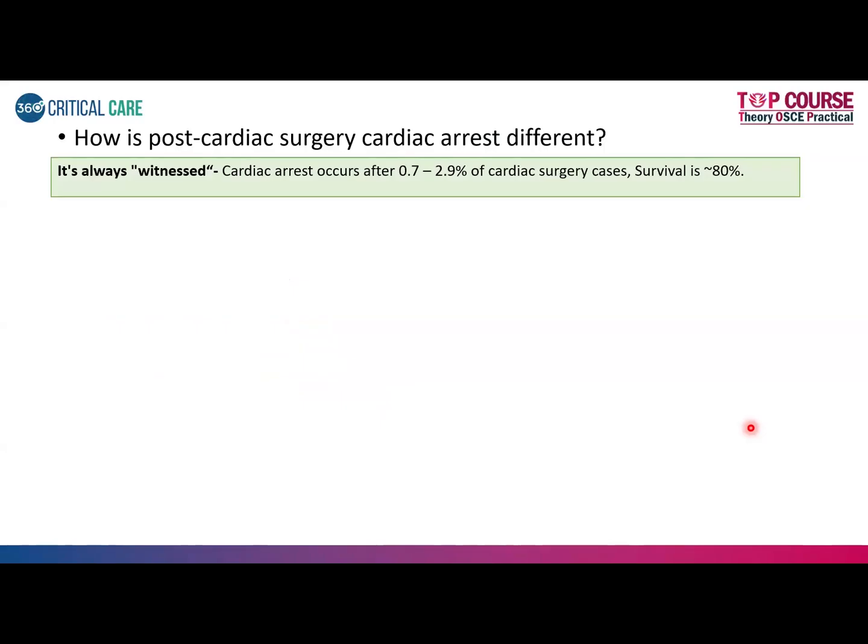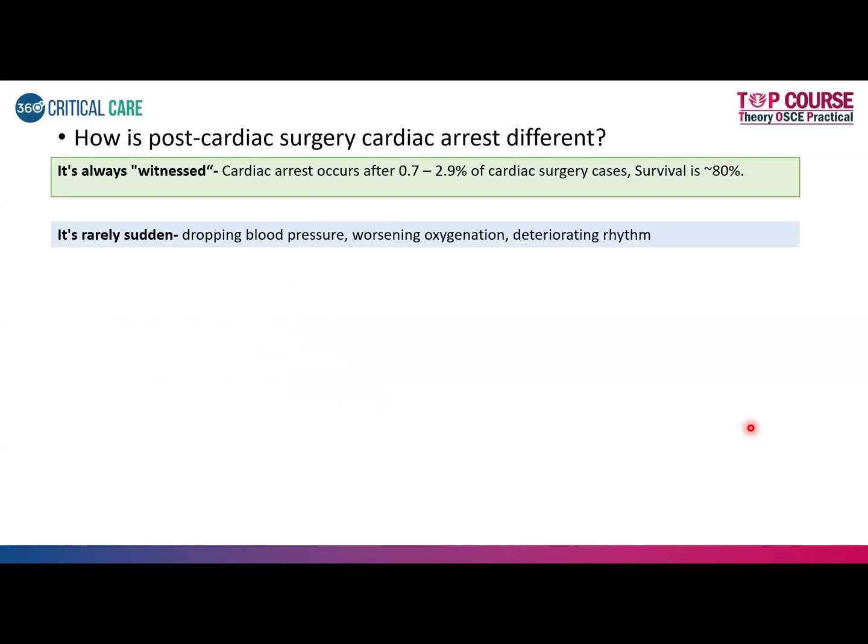The cardiac arrest occurs after 0.7 to 2.9% of cardiac surgery cases. The survival chances in such cases are around 80%. Okay, it is rarely sudden. You will have some signs or symptoms 12 hours prior to, or just immediately after the OT. You will have some signs that need to be recognized. Either the lactates are going to be high, the blood pressure will not be settled, there will be increased output, worsening oxygenation, or some rhythm abnormalities.